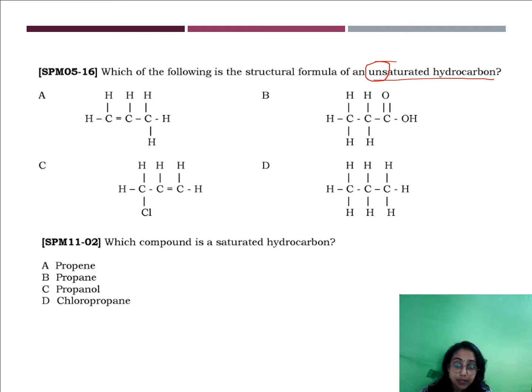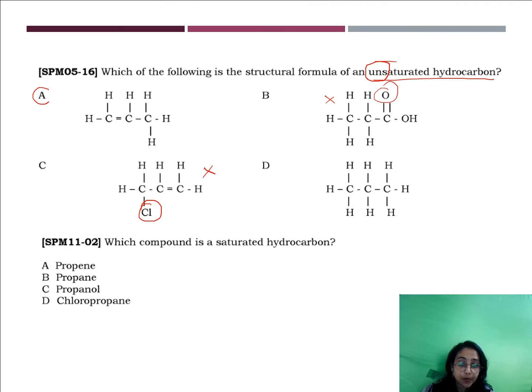So by looking at the structure, you should know already this is rejected because of Cl, and this one is rejected because of the presence of O, right? So right now we have two possibilities. The answer can be A or D, because A and D are hydrocarbons, but now we have to look for unsaturated. You have to look at the carbon bondings, which one consists of a double bond or triple bond. So with that, A will be the answer.